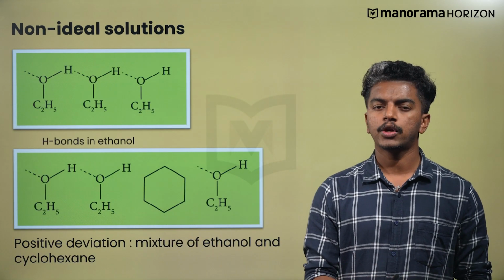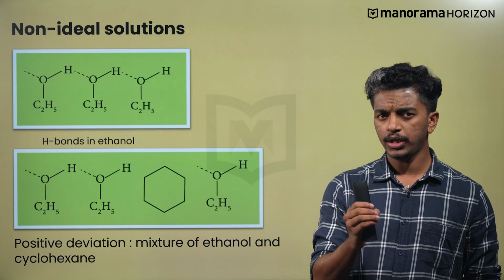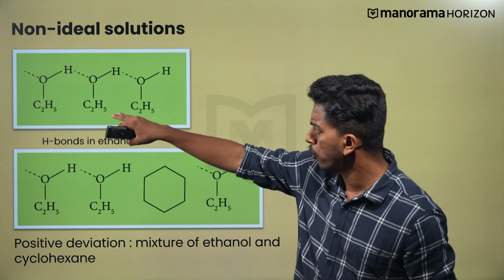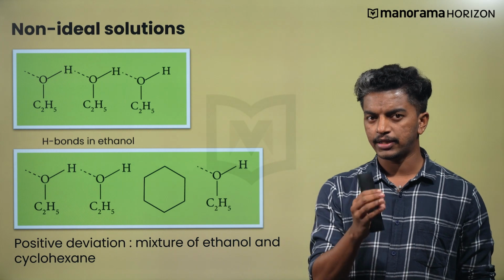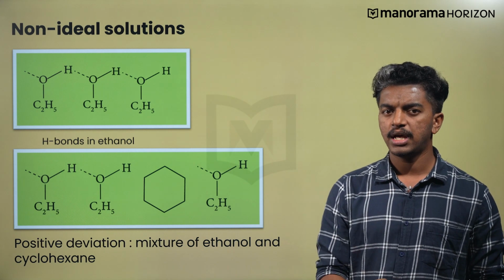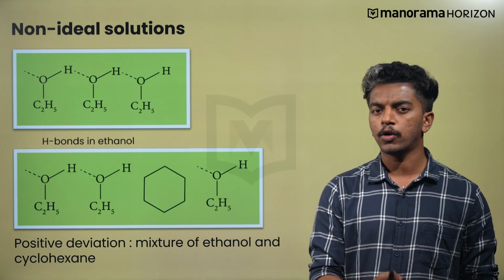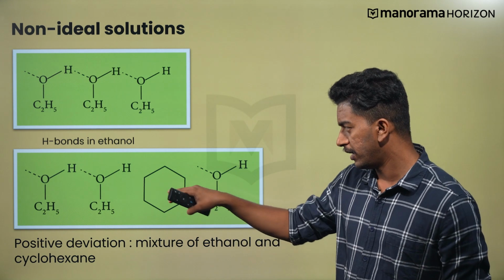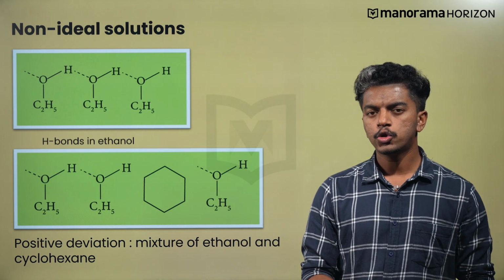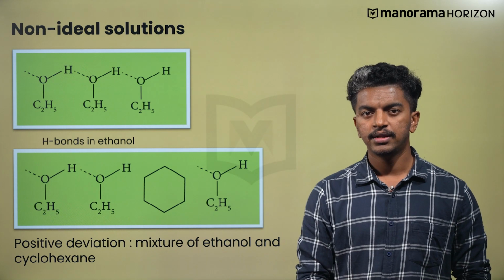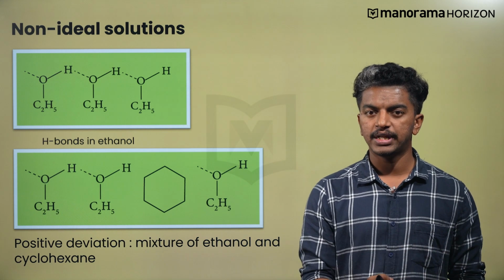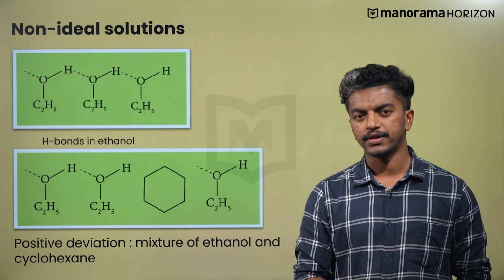Consider a mixture of ethanol and cyclohexane. In pure ethanol, molecules are hydrogen bonded, as you can see here. However, in a mixture of cyclohexane and ethanol, these hydrogen bonds are broken because the molecules of cyclohexane will get in between, as you can see here. So ethanol can easily escape from the mixture than it was in the pure state. This will increase the vapor pressure of the solution and results in positive deviation.